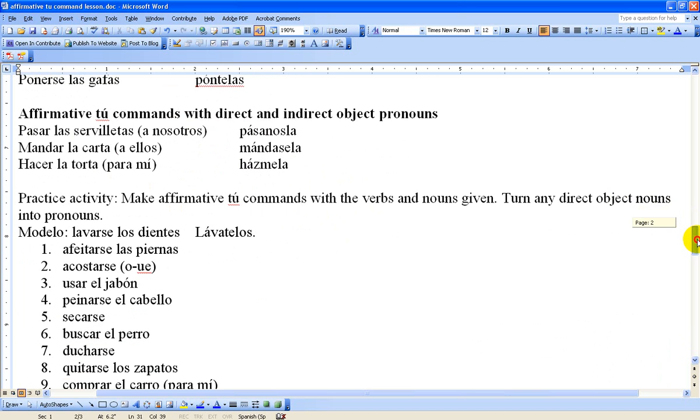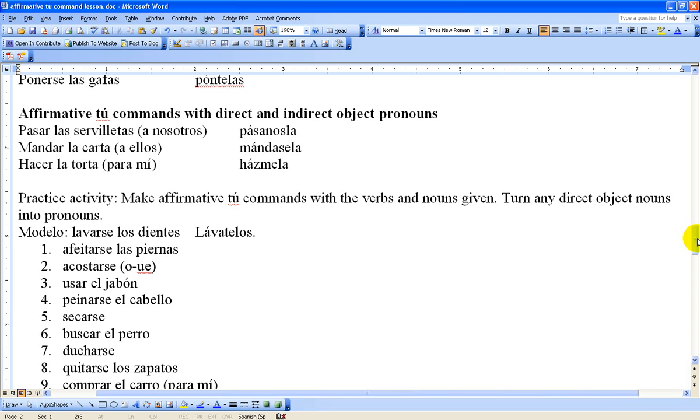I've got one more category here for you. Affirmative tú commands with direct and indirect object pronouns. Again, if you haven't yet learned pronouns yet, these direct and indirect object pronouns, you definitely should go back and do that first, because most of this is going to be nearly impossible for you to do if you don't have that prior knowledge. So go back and search, if you want to see my videos, Señor Bellis, direct object pronouns, Señor Bellis, indirect object pronouns, and watch those videos if you haven't yet learned that.